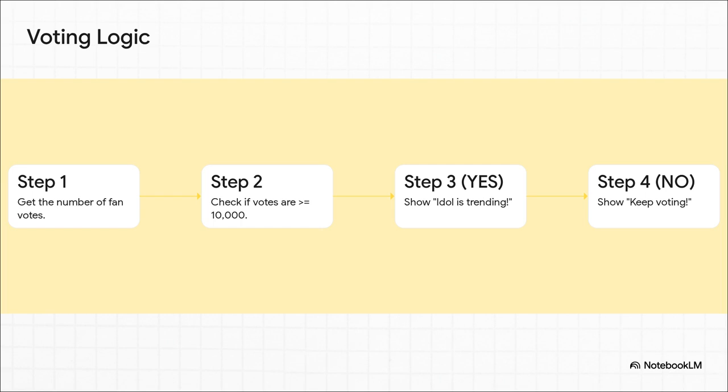It's a fork in the road. If the answer is yes, it goes down one path and prints that the idol is trending. But if the answer is no, it goes down the other path and prints a message to keep voting. The code itself is actually making a choice based on the data.